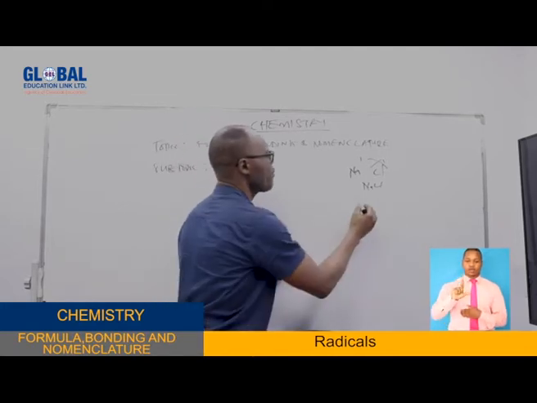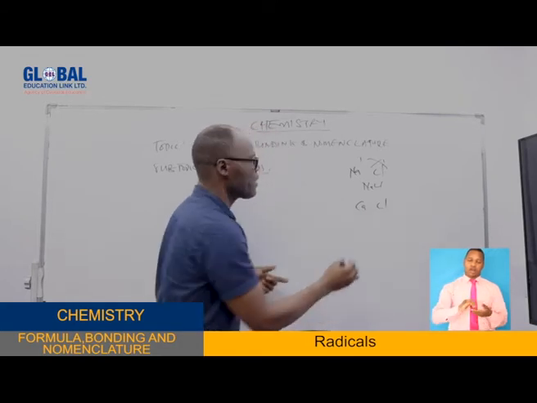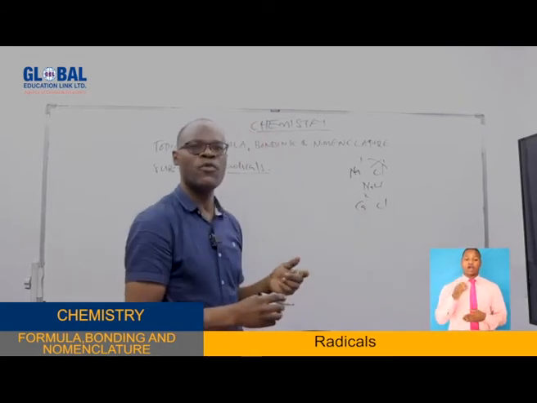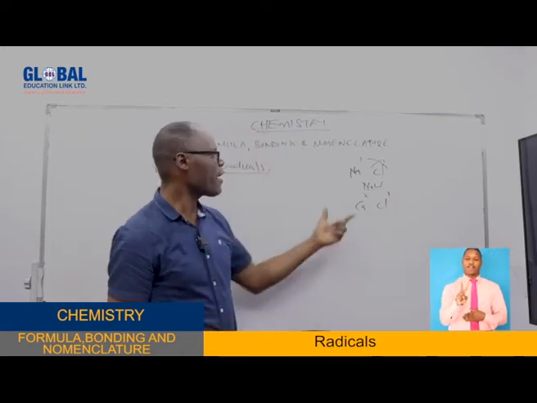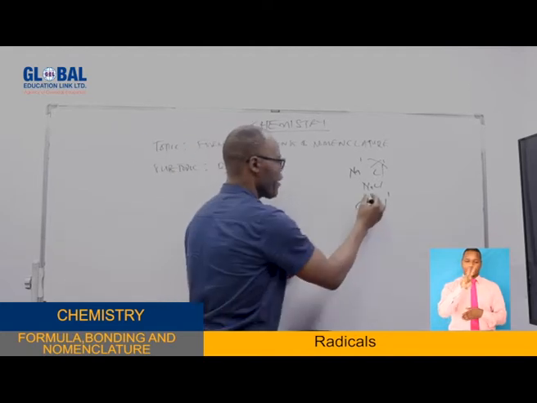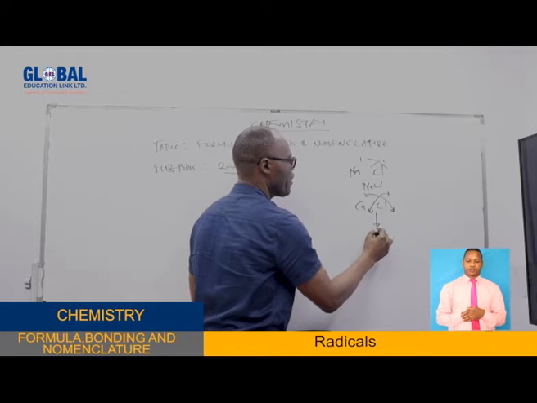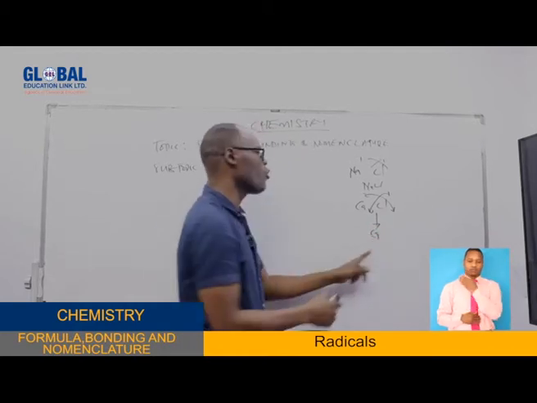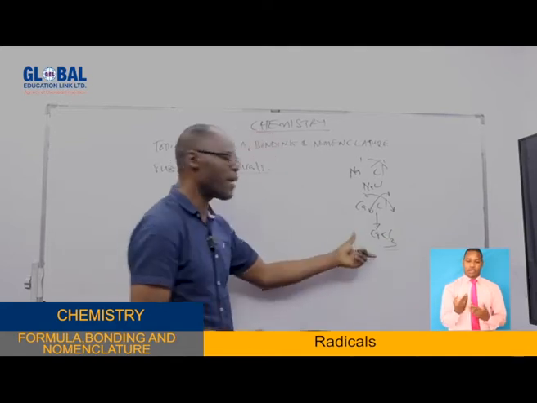Now if you have calcium and chlorine, calcium has a valency of 2 and chlorine has a valency of 1. After writing the valencies and the symbols, we interchange the valencies. So if I interchange 2 to come here and 1 to come here, our formula is calcium 1, which you don't write, then Cl2. This is a binary compound.